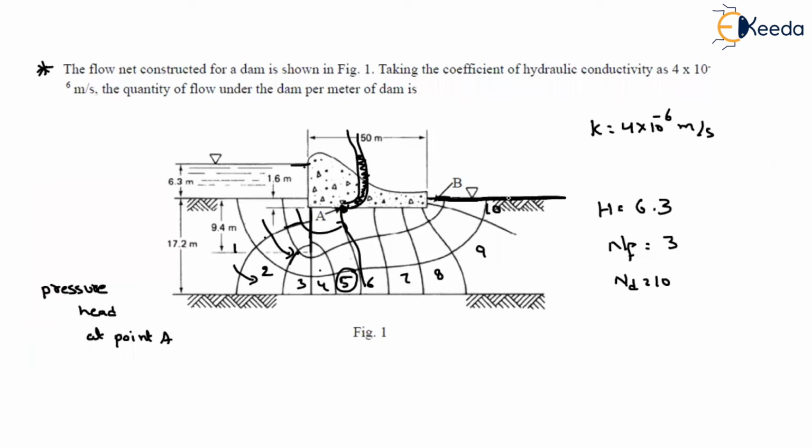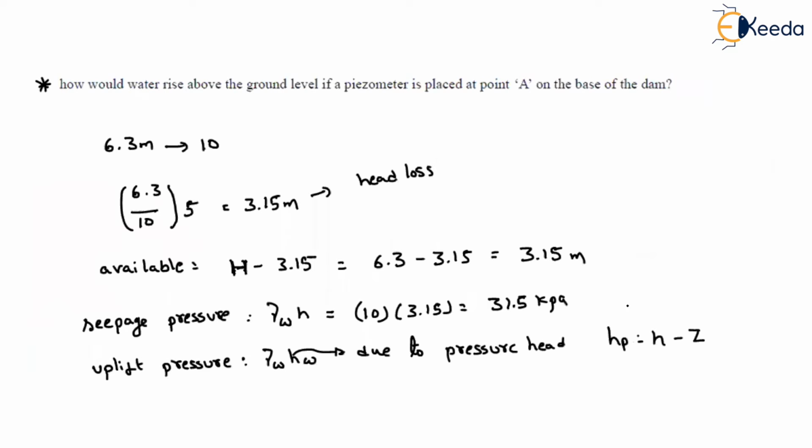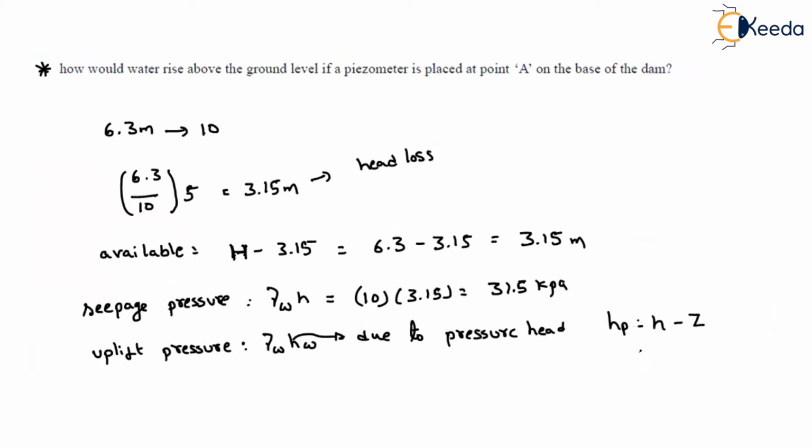With respect to the downstream water level, what is the elevation of point A? It is on the downward side, that means negative. What is the distance? 1.6 meter. So the total head is 3.15 minus of minus 1.6. If you solve this, what is the pressure head available? 3.15 plus 1.6, that is 4.75. So what will be the uplift pressure? If I assume gamma W is 10, then 4.75 into 10 will be equal to 47.5 kilopascal.